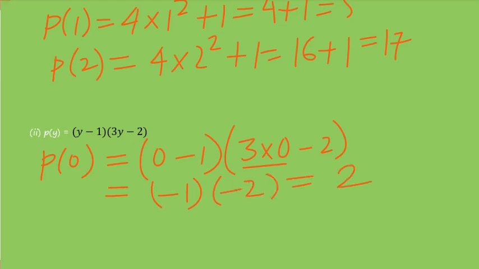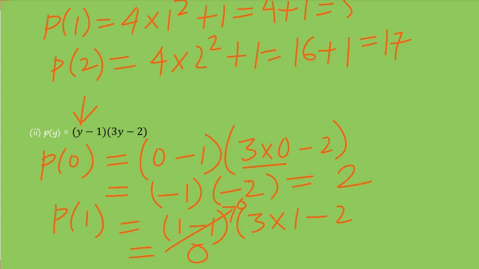Then p of 1 will be equal to, this would be 1 minus 1, because here we have y, so in place of y we are writing 1. So this is 3 into 1 minus 2, and this is 0. 1 minus 1 is 0, hence your entire answer will be 0. For p of 2 you can find it yourself. Let us move on to the next part of the video.